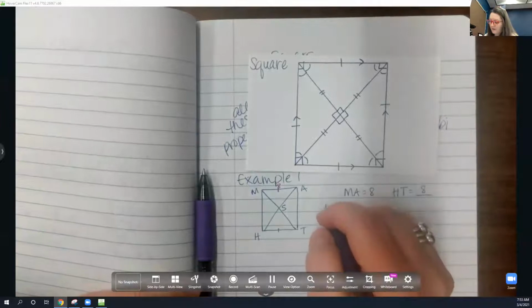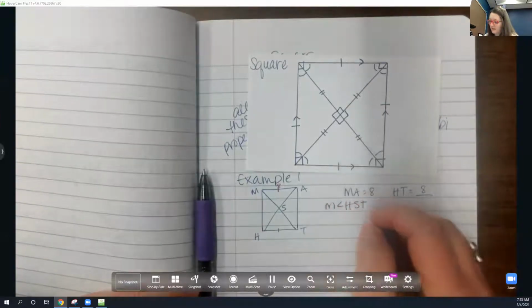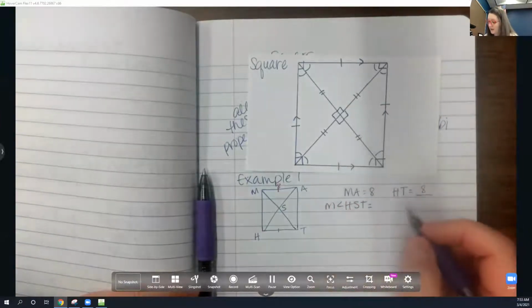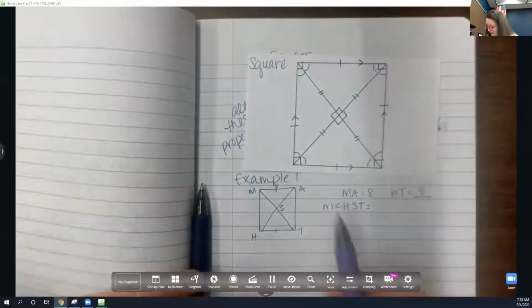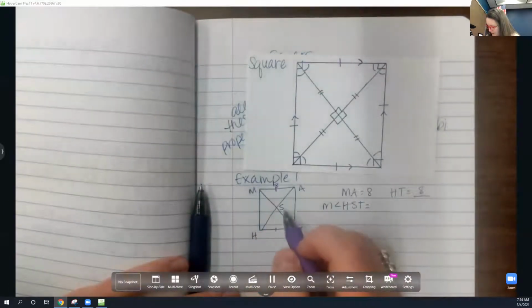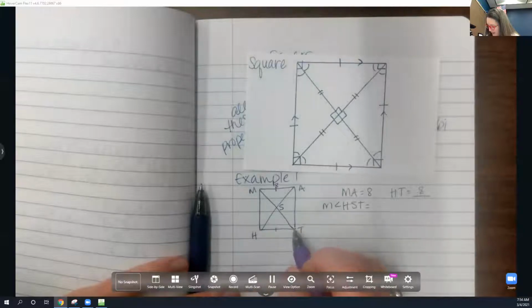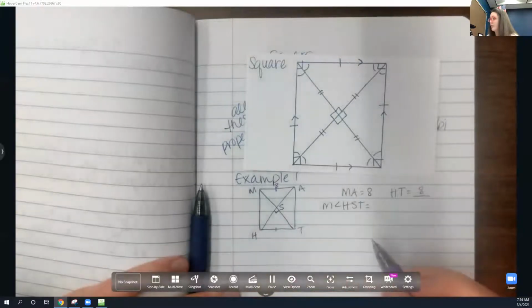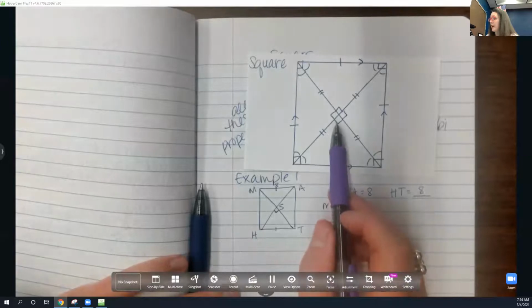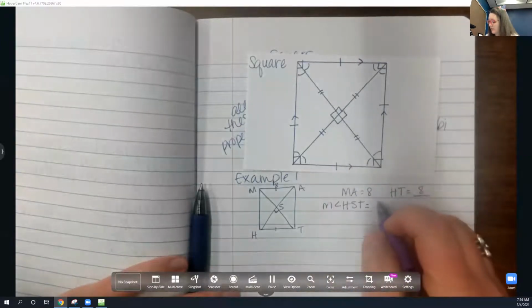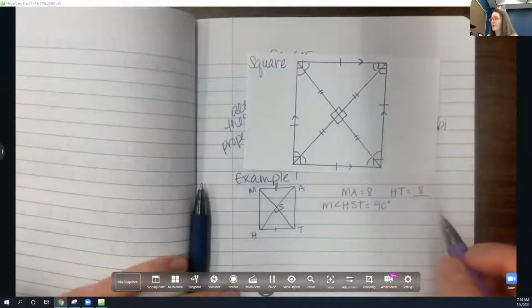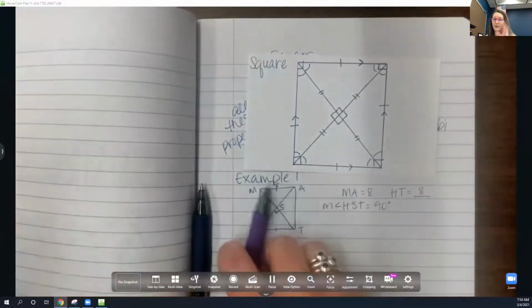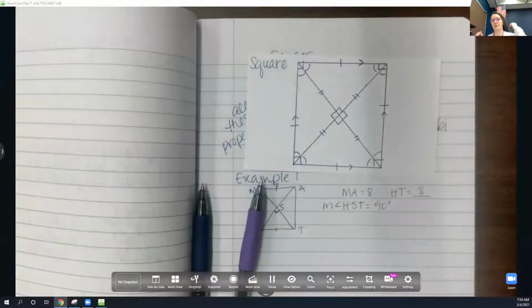Now we're finding the measure of angle HST. HST here is this middle angle. What do we know about our diagonals? They intersect to form a 90-degree angle. They're perpendicular, so I know it's 90. Even though they didn't tell us any information, I know that because it told me it was a square, so I know that all those properties are true.